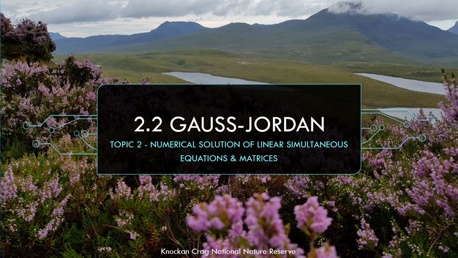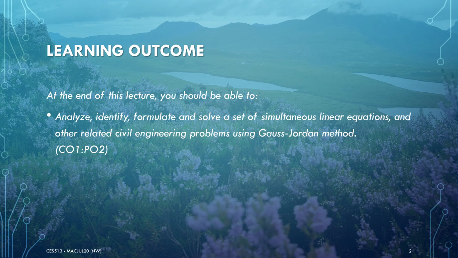Okay, so this is the continuation of the subtopic in topic 2, numerical solution of linear simultaneous equations and matrices. For subtopic 2.2, we will cover the Gauss-Jordan method, which is actually a variation under the Gauss elimination technique. The learning outcome for this subtopic is to analyze, identify, formulate and solve a set of simultaneous linear equations and other related civil engineering problems using the Gauss-Jordan method, which will cover CO1 and PO2.